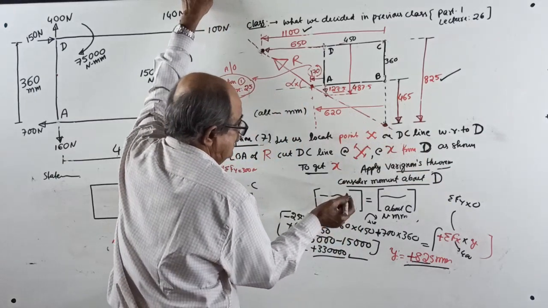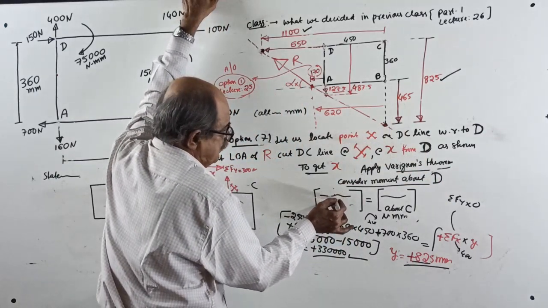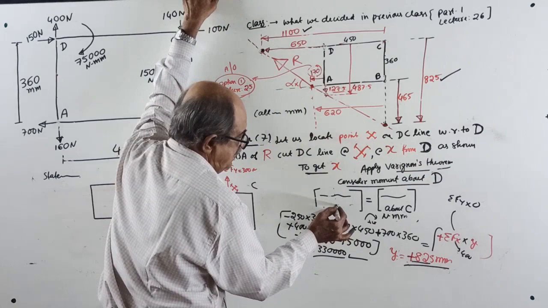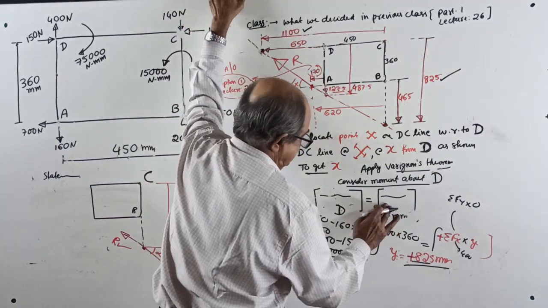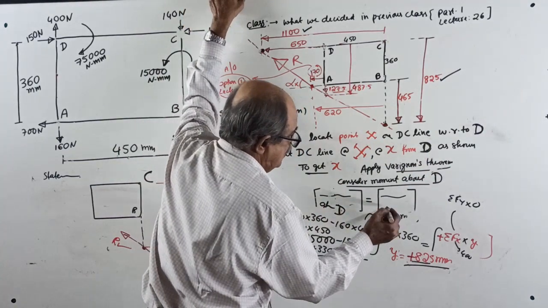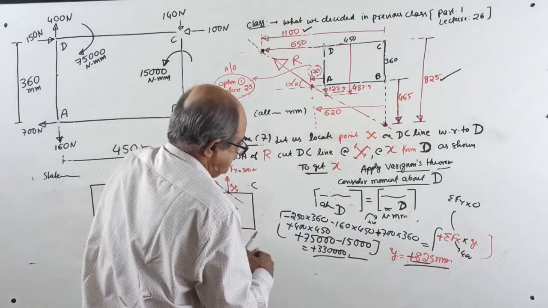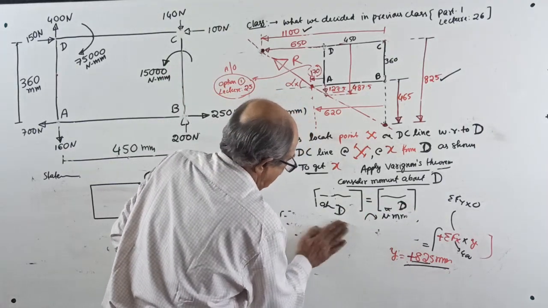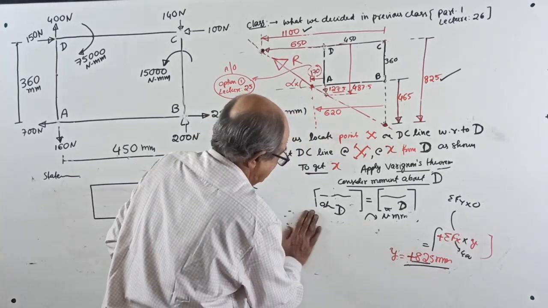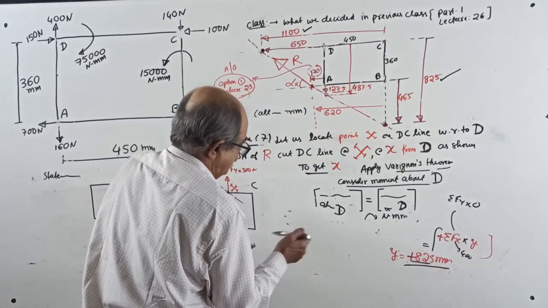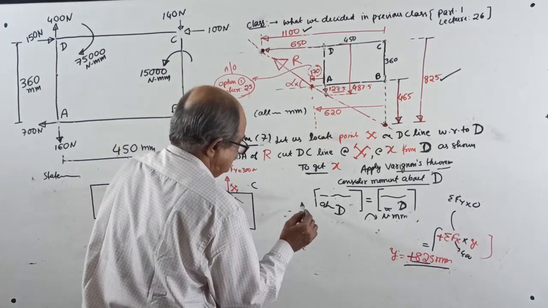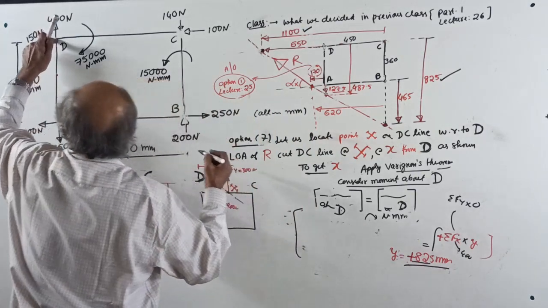Algebraic sum of moment of all of the given force system about D equals moment of resultant also about D. Clockwise positive. This moment will change. Sometimes I have no patience to use the eraser, hand only I use. Okay, no problem. See, start left hand side. Take moment about D.